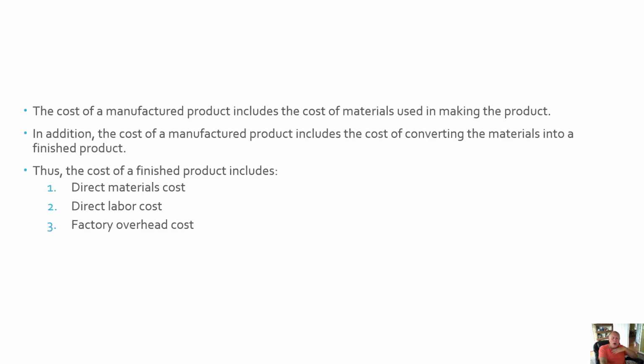The cost of a manufactured product includes the cost of the materials used in making it, as I said, plus the cost of converting those raw materials into finished products. So we look at this, and the finished product contains three categories, if you will, with costs. The direct material cost, the direct labor cost, or the factory or production overhead costs. So we're now going to take a look at all three of these individually. So we're going to start with the direct materials cost.